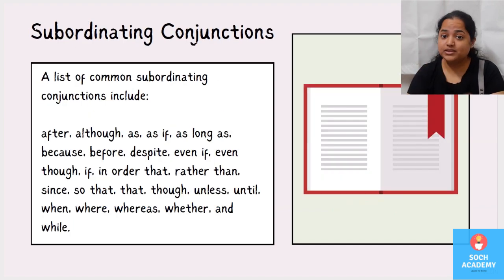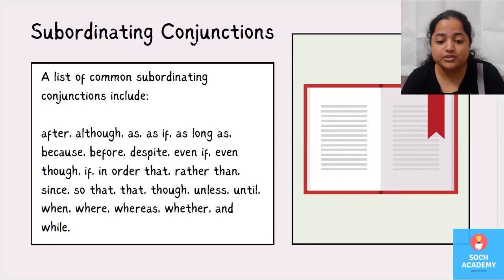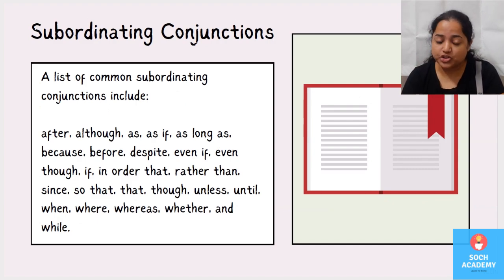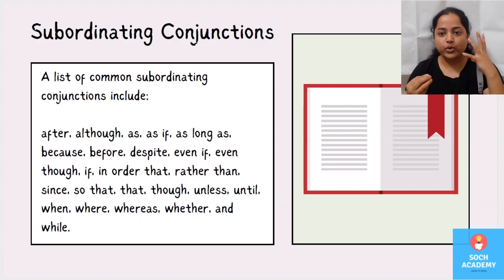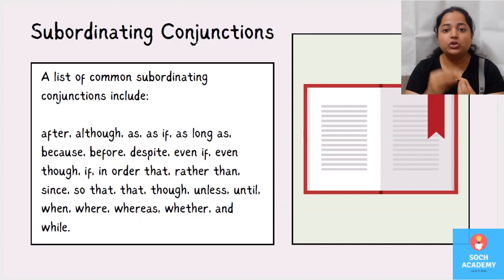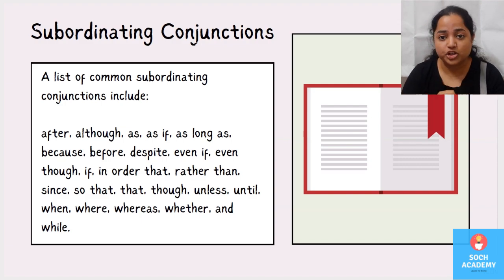Now, this is very important. What is the difference between coordinating conjunctions and subordinating conjunctions? Subordinating conjunctions join together an independent clause with a dependent clause. That is why it is called subordinating, meaning that one clause is the main clause and another clause is the subordinating clause joined to the main clause by the subordinating conjunction.